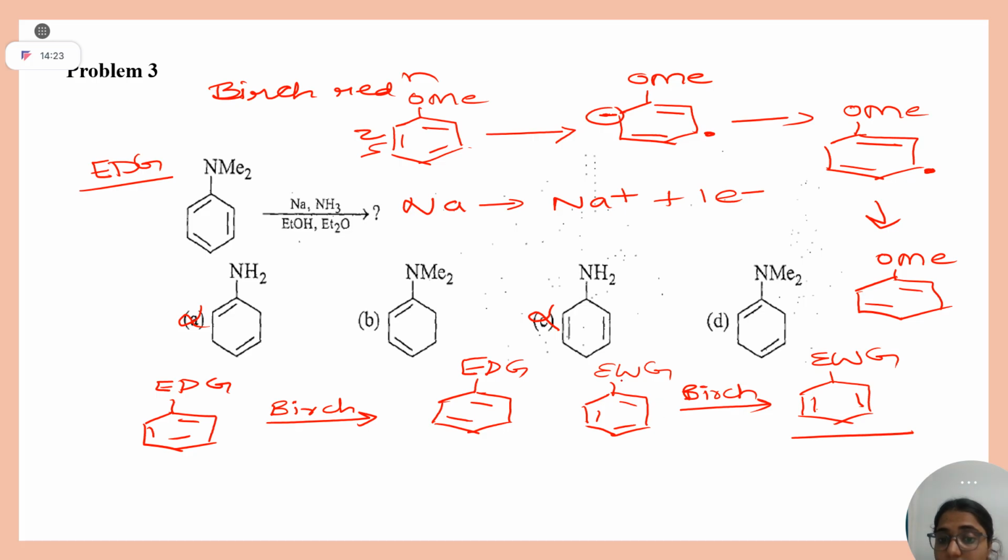And if you have an electron withdrawing group, then you have to make those double bonds completely away from that electron withdrawing group. Plus, they should be parallel like this. The double bonds in Birch reduction are not conjugated. Keep this in mind, right?